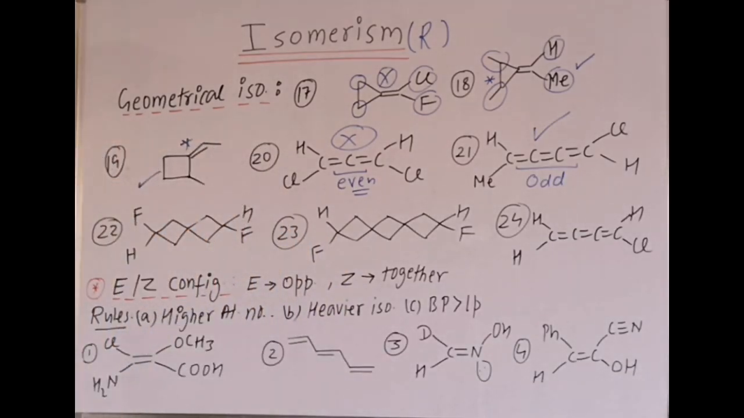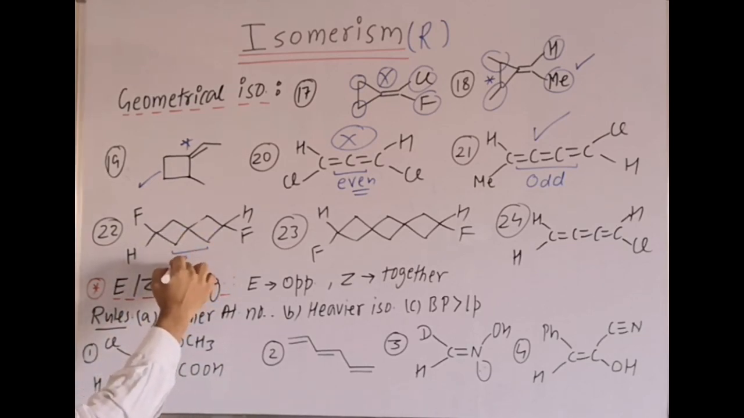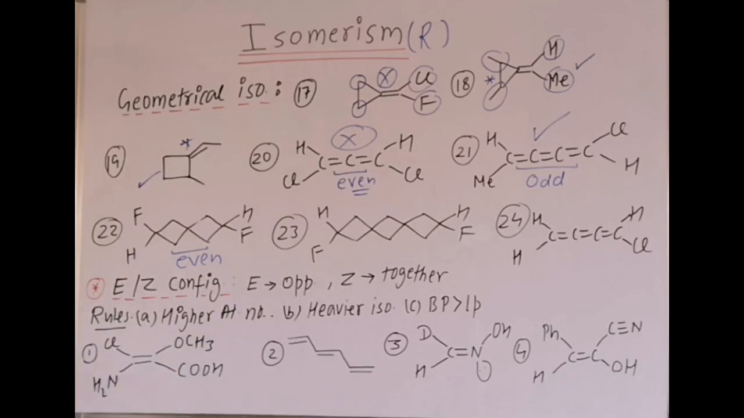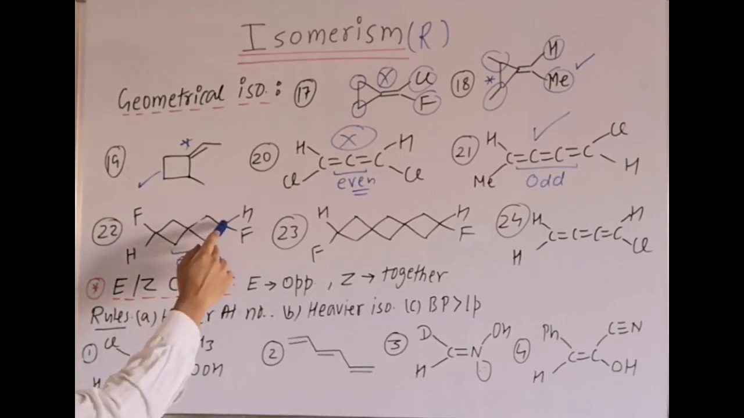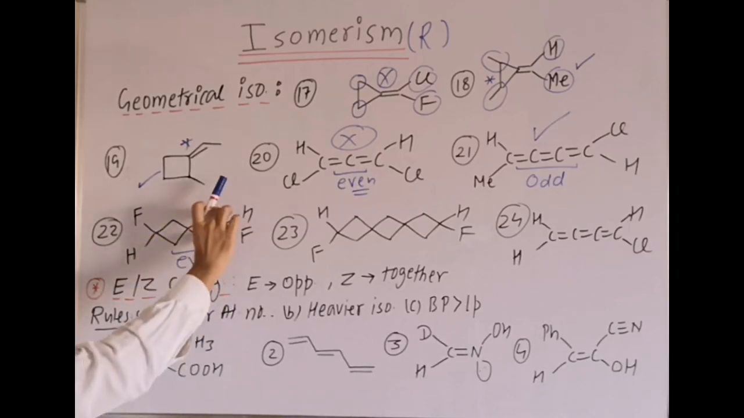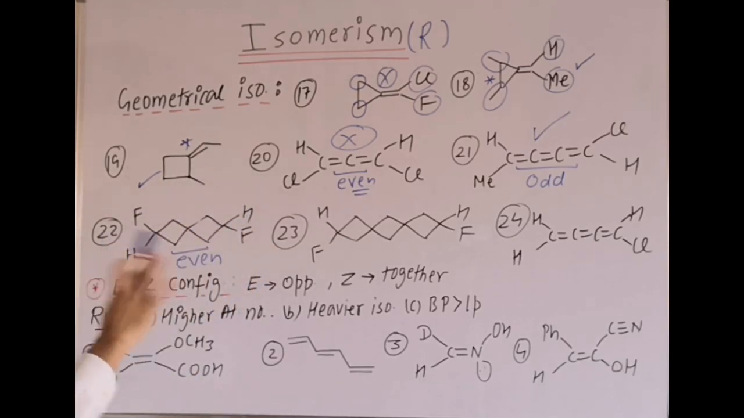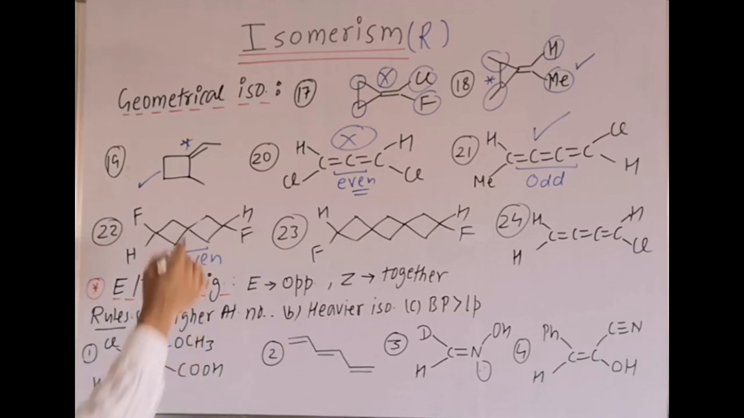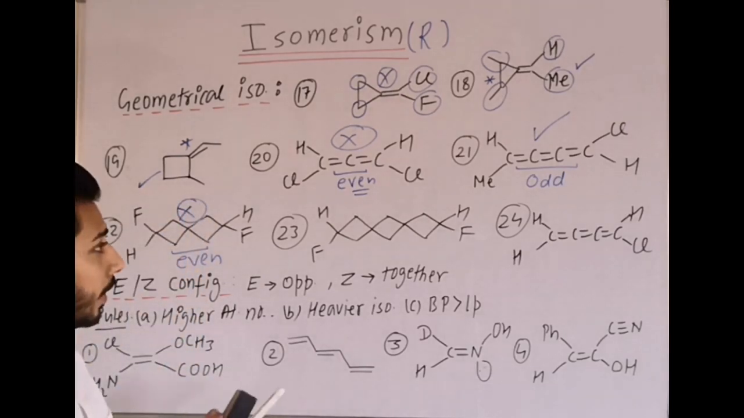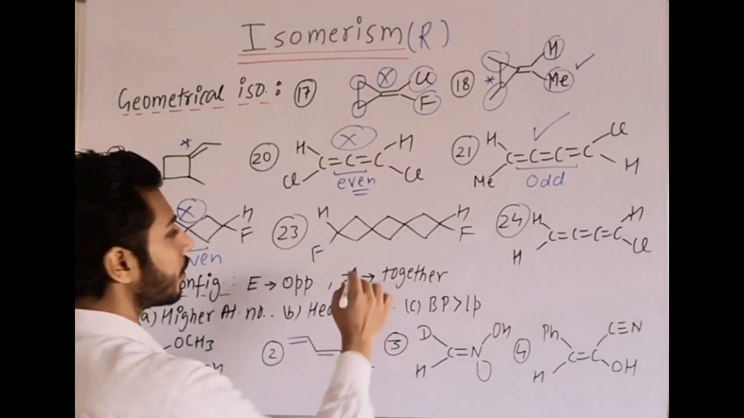Question number 22. Similar to allene, you can understand it. Continuous ring structure. How many? 2. 2 means we can take again an even number. Then at the extreme ends, the extreme ends are these two. The terminal carbon groups are H and F, H and F. They are in different planes. So no geometrical isomerism.